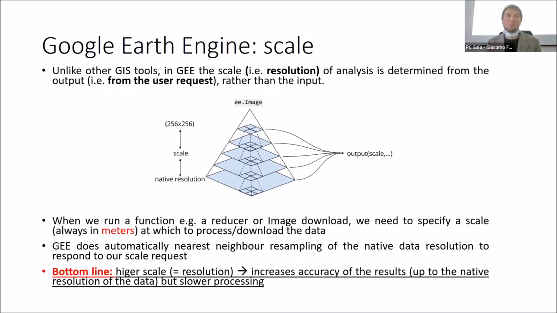If the original resolution is 1 kilometer and you ask to process it at 500 meters, so at a finer resolution than the native resolution, you don't get any benefit because, of course, you cannot go better than the native resolution. My usual advice is, if you want very high precision and you're willing to wait a bit more, use the native resolution of the data. Instead, if some interpolation is fine, use a coarser resolution and it will be quicker. But this is more clear when you do it practically.